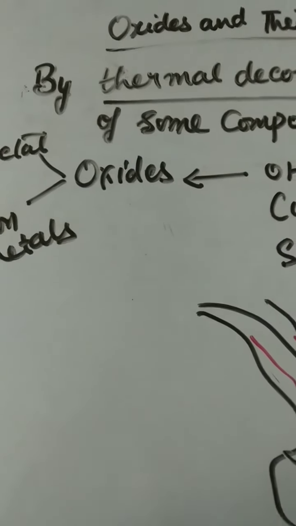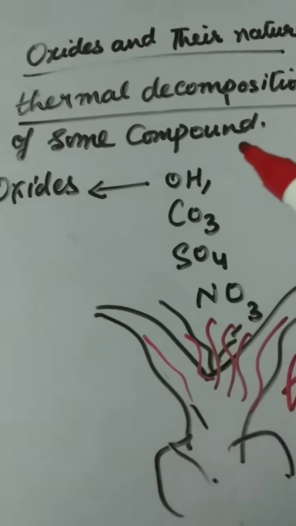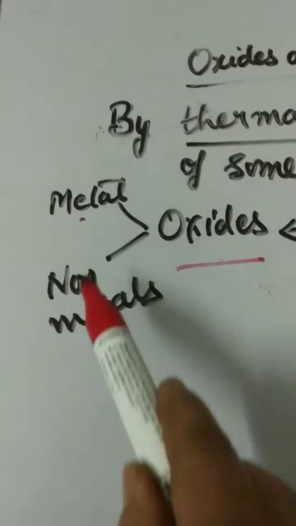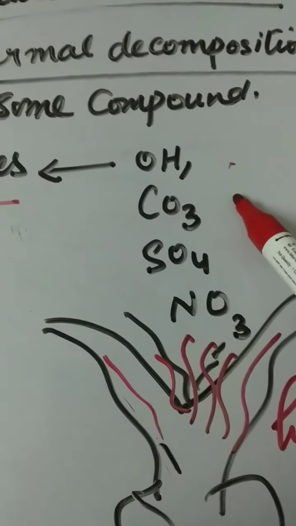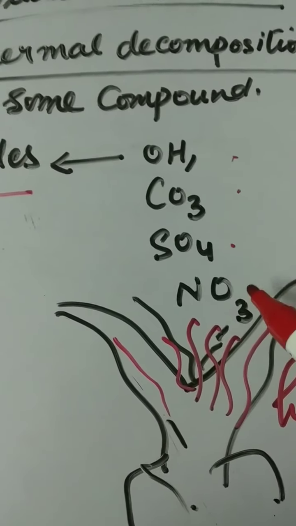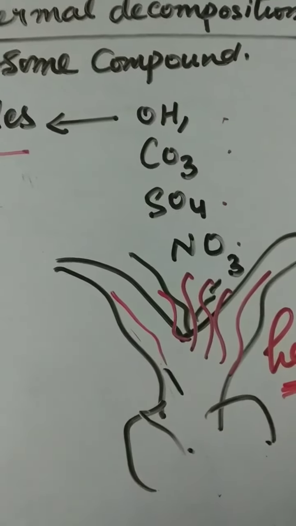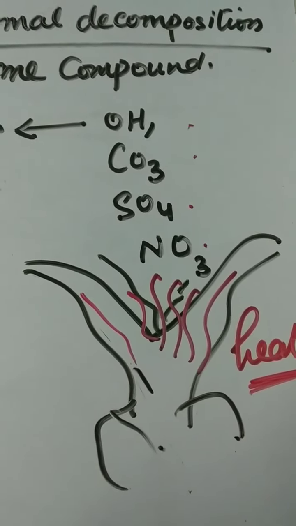Another method of preparation of oxides is by thermal decomposition. In thermal decomposition, oxides of metals and non-metals are formed when hydroxides, carbonates, sulphates, and nitrates of metals are strongly heated. We will discuss some examples now.